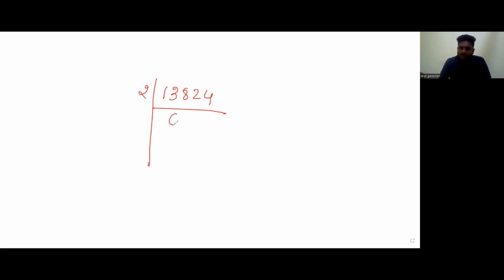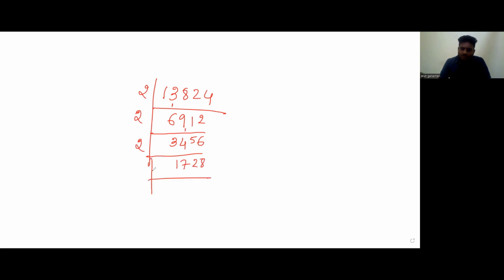2 6s are 12. And I have 1 as the remainder, it will become 18. 2 9s are 18. Then 2 1s are 2. Then 2 2s are 4. Then again I'll divide this same number by 2. 2 3s are 6, 2 4s are 8. 1 is the remainder, it will become 11. 2 5s are 10, 2 6s are 12. Getting this? Then again I'll divide by 2. What will I get? I'll get 6912.